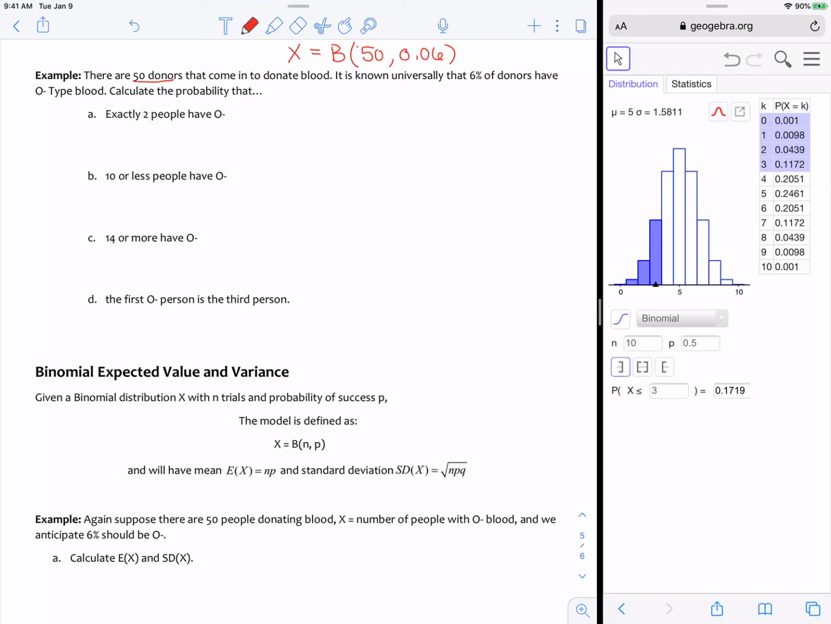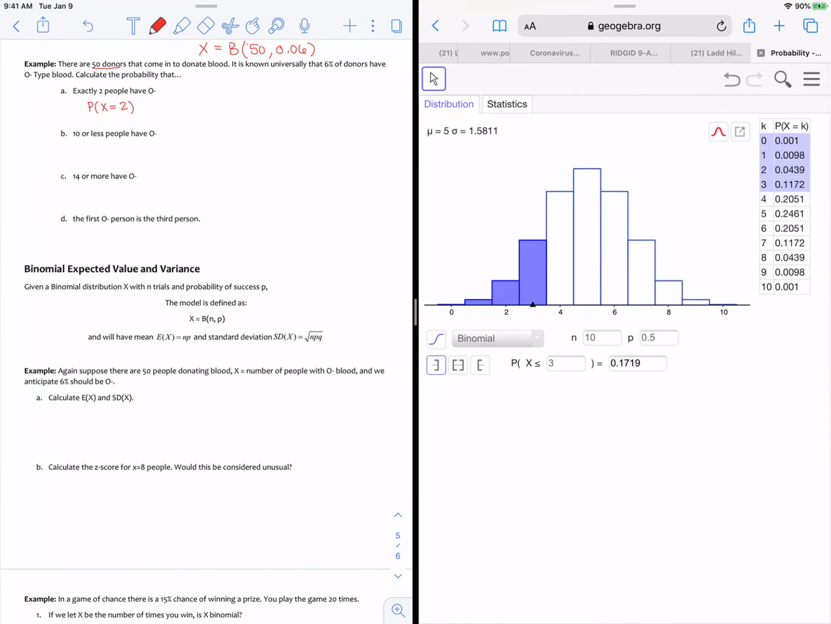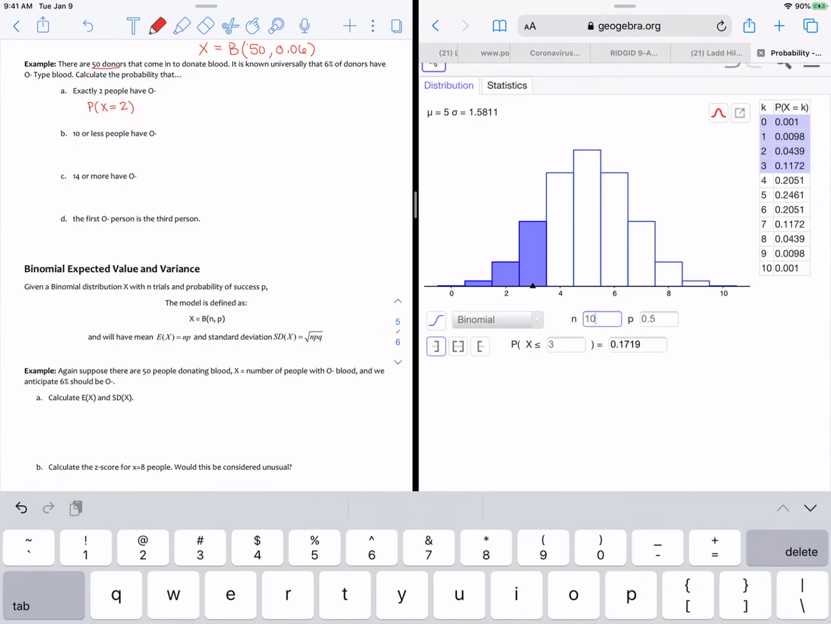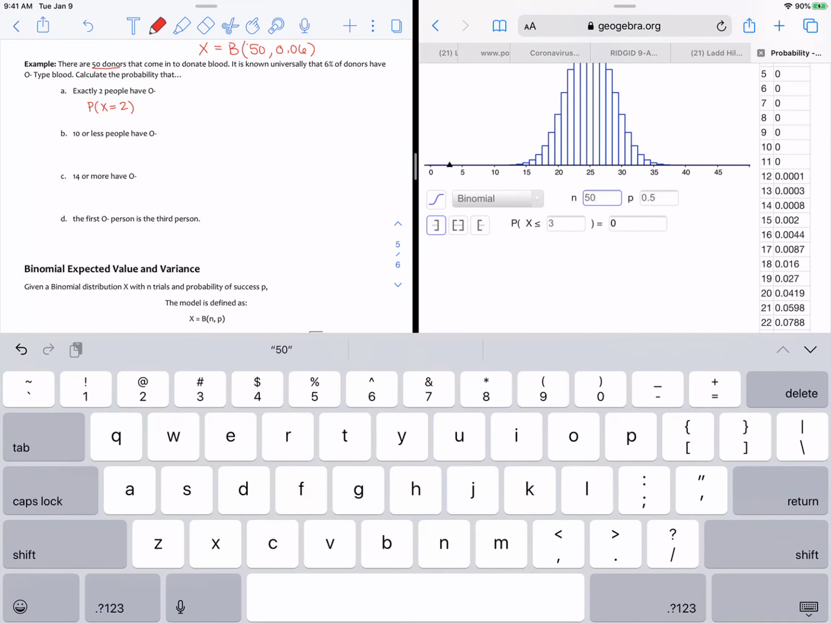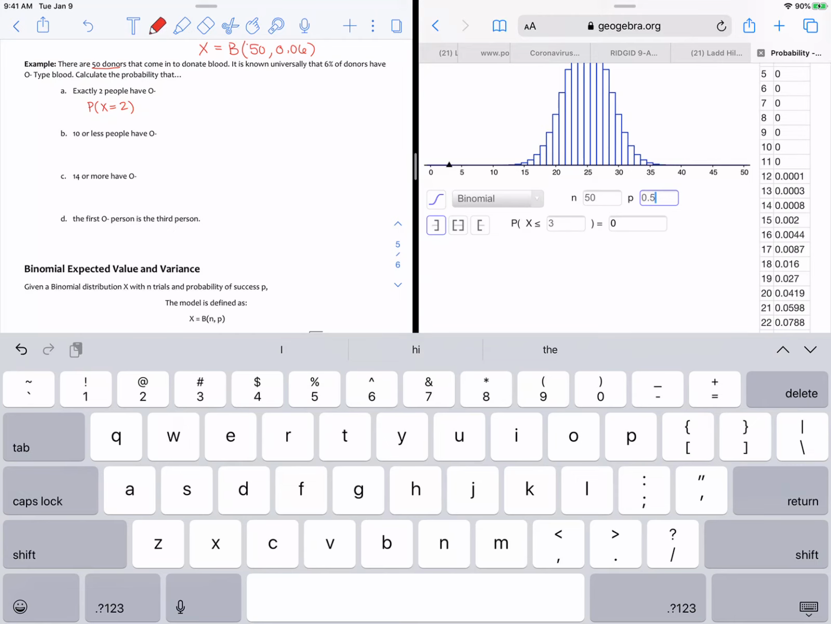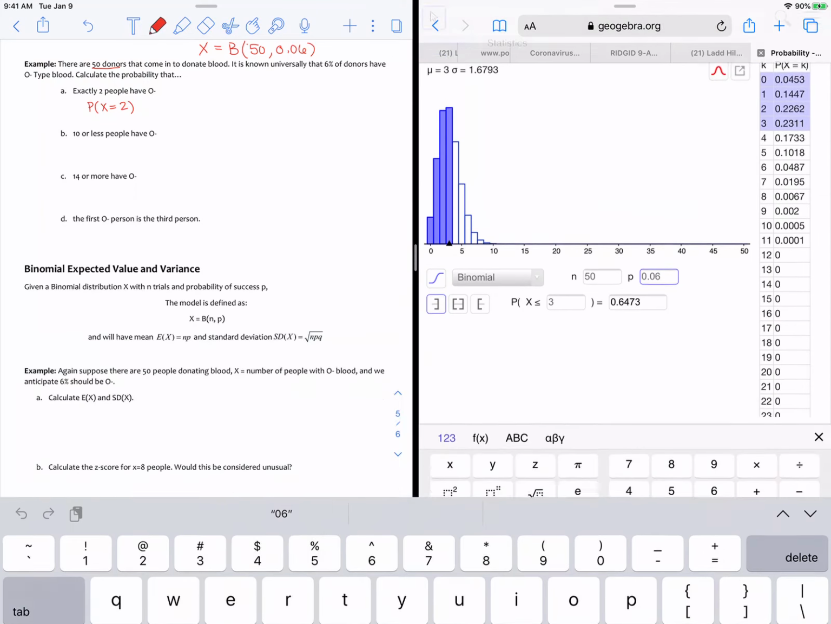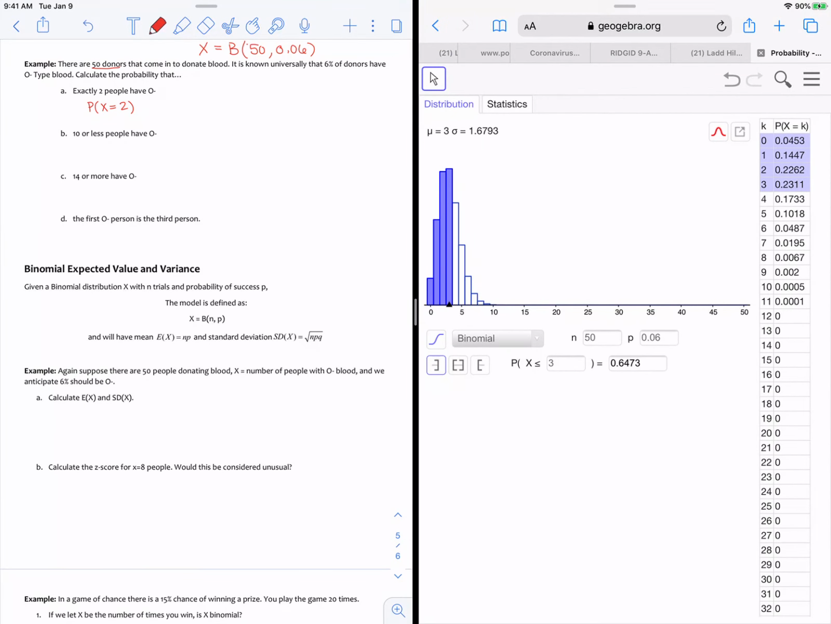That allows us to use these parameters and enter them into GeoGebra. All right, so now we want to find the probability that exactly 2 people out of the 50 have O negative blood. So we're looking for the probability that x is equal to 2. To find that, we're going to go back over to our probability in GeoGebra. Change this to 50 as our sample size, and then our probability of success, 0.06.